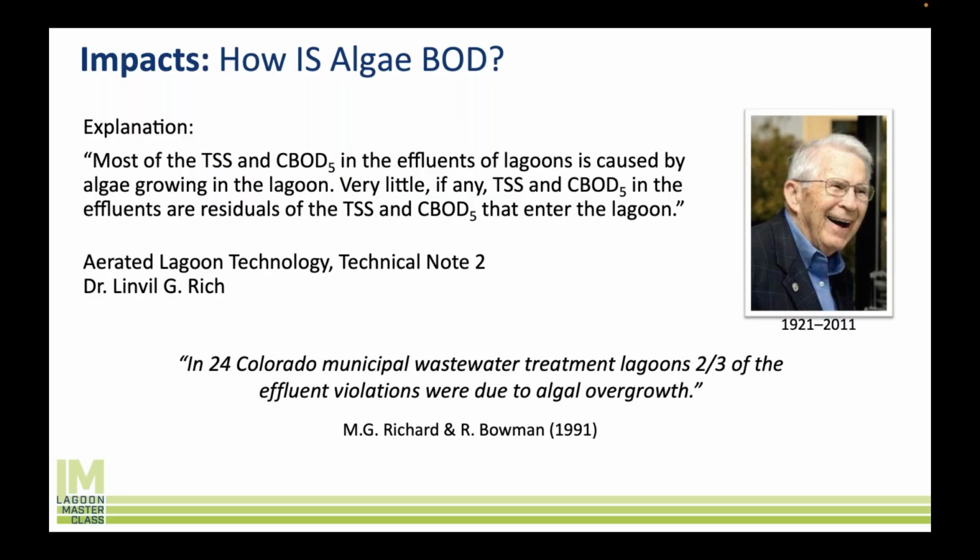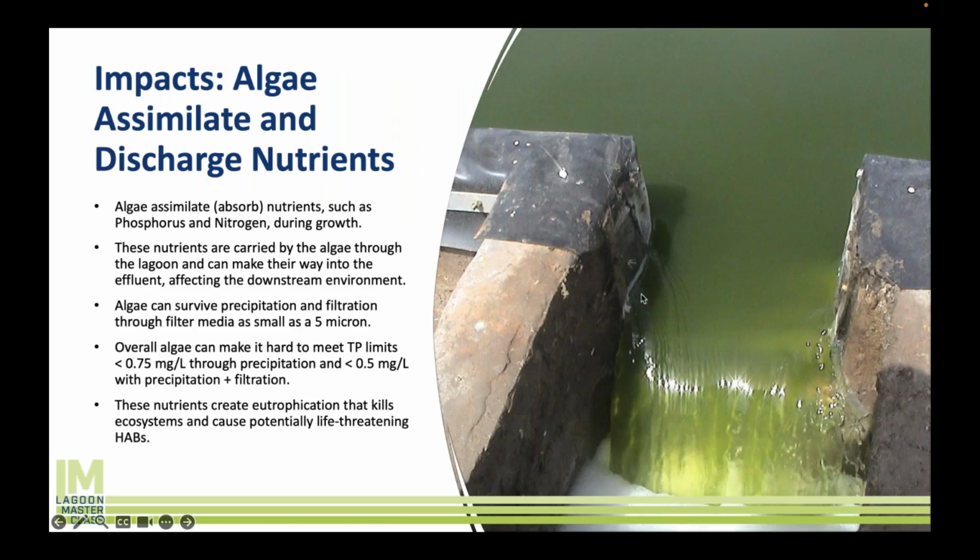Another study done here in Colorado, my home state, found that of 24 Colorado municipal lagoons, 2/3 of them, their effluent violations were basically due to algae, right? Too much algae growing in their ponds. So it really does have a really big impact and can literally, if it gets out of control, algae can literally cause you to violate your permit, which is obviously not what we want, and that's why we're probably here.